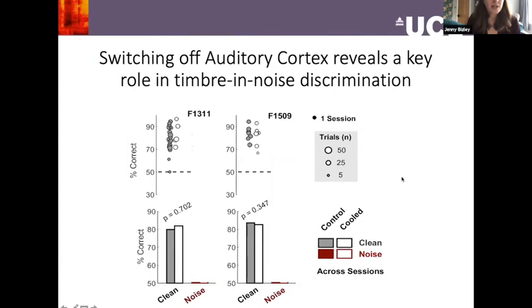We then sought to determine to what extent you really needed auditory cortex to perform these judgments. I motivated this talk by saying, isn't auditory cortex an interesting place to look? But that doesn't mean it's actually doing the job. So we trained 2 animals in this task, and we implanted cooling loops over auditory cortex, which meant that by cooling down auditory cortex, we could reversibly switch it off.